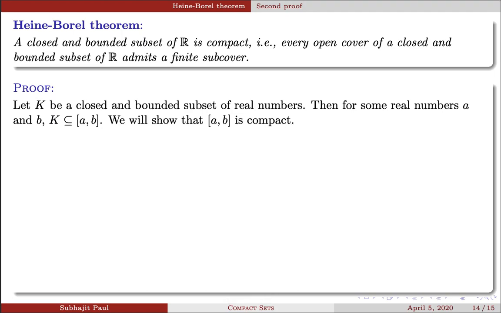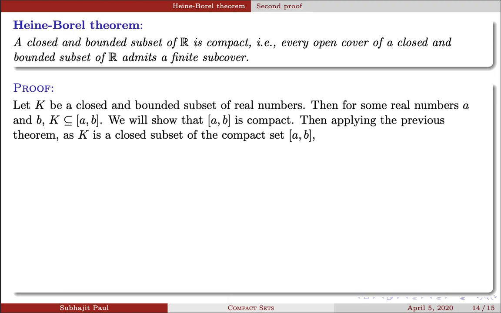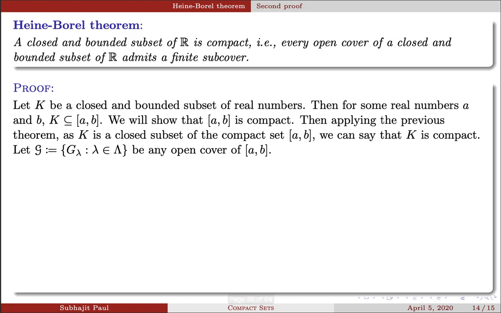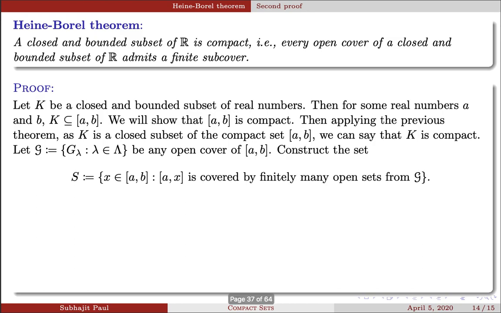We will show that this closed interval [A, B] is compact. Then, applying the previous theorem, as K is a closed subset of the compact set [A, B], we can say that K is compact, right? So now, while proving that [A, B] is compact, let script G be an open cover of [A, B]. So we want to furnish a finite subcover of script G from script G. Fine. Alright. So we construct this set.